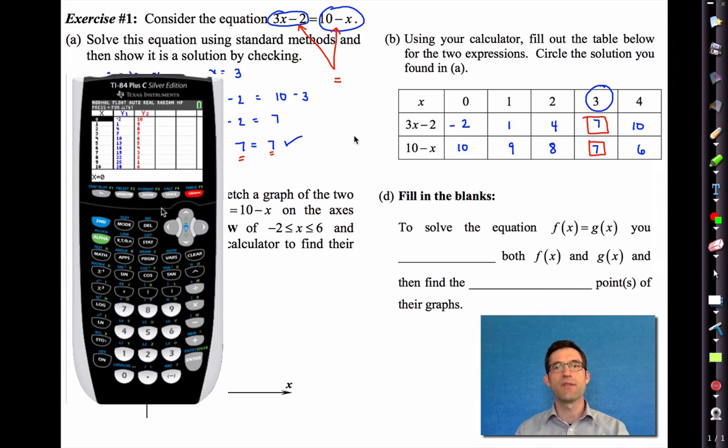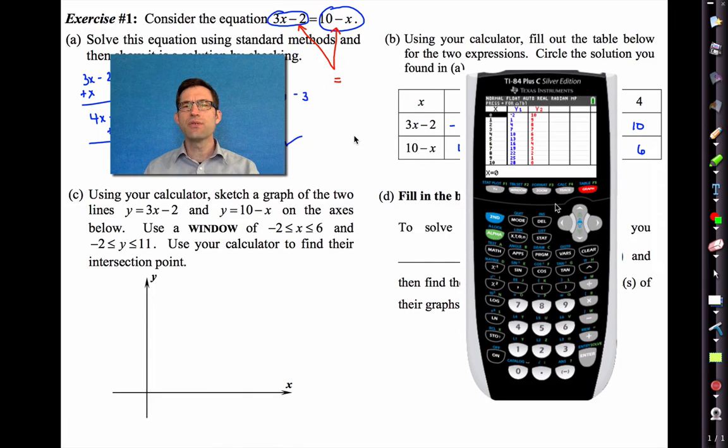Those will be solutions to the equation. The inputs are the solutions, the x values, obviously. Now, how can we do it by just looking at a graph? All right, well, that's letter C. So let's use our calculator to do that.